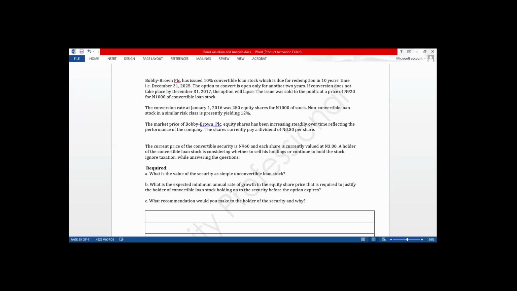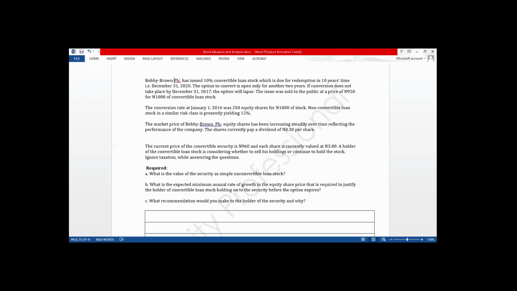Requirement B. Okay, let's deal with requirement A. What is the value of the security as simple, unconvertible loan stock? Now, if you look at this question, it's about a convertible loan stock. What is convertible loan stock?